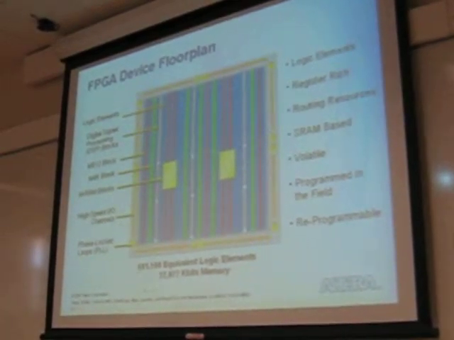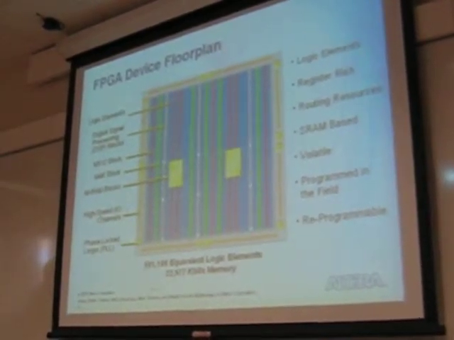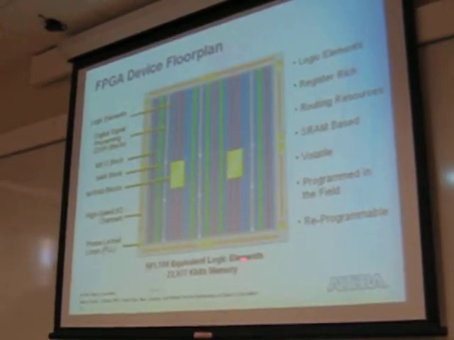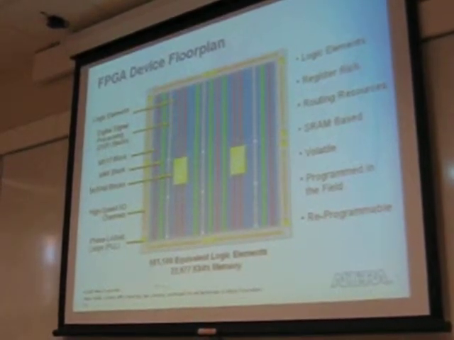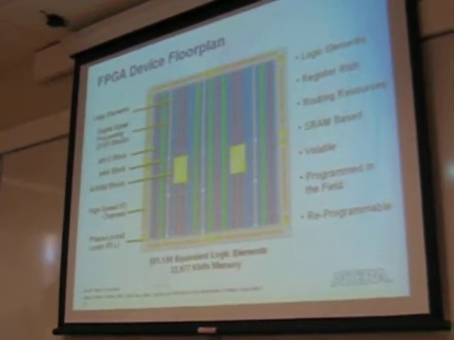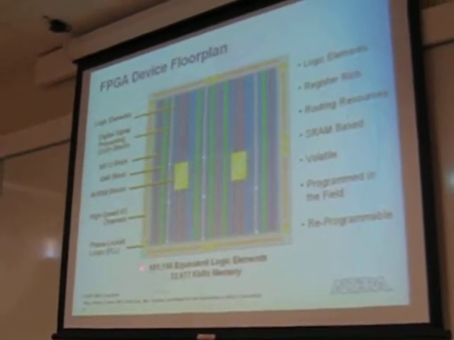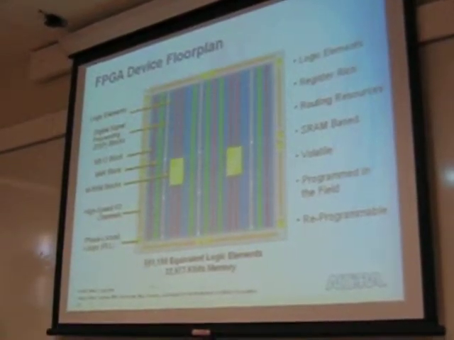Question: the 681,000 equivalent logic elements, would I divide by 10 to figure out the number of loops? Actually, no, that is the number of LUTs, 681,000. To give you an idea, a logic element, as we've talked about, is a 4-input lookup table followed by a flip-flop. We've got 681,000 of those blocks in this device.